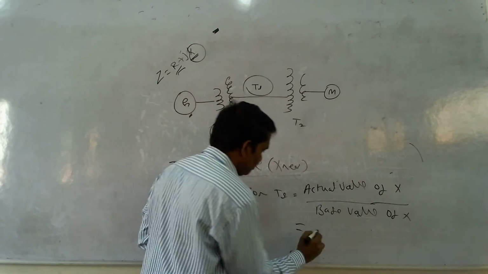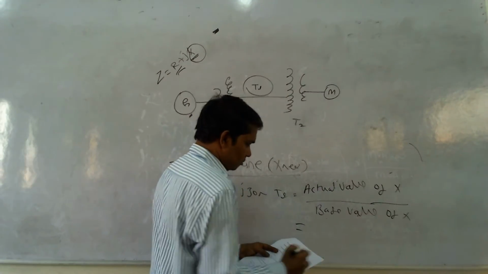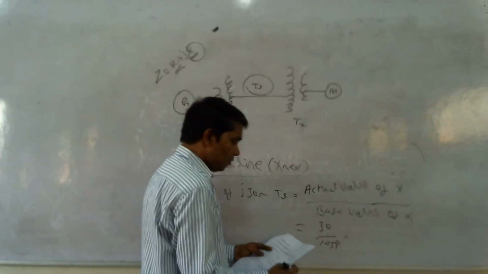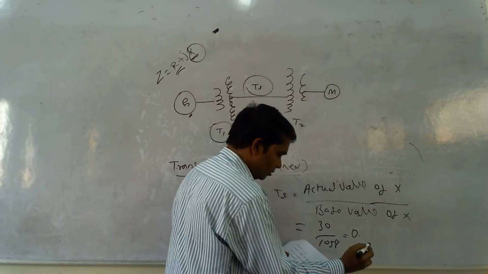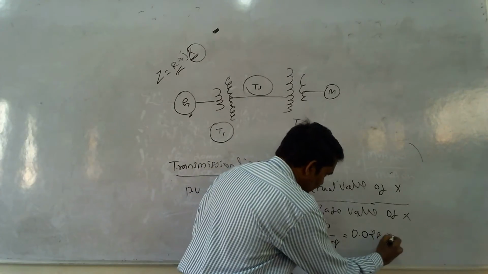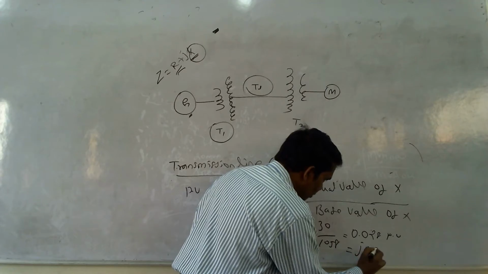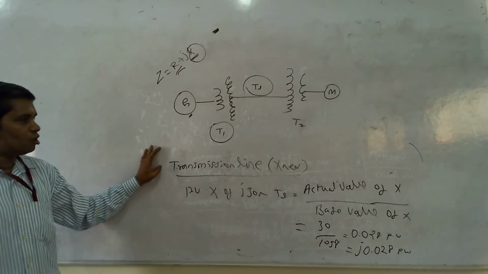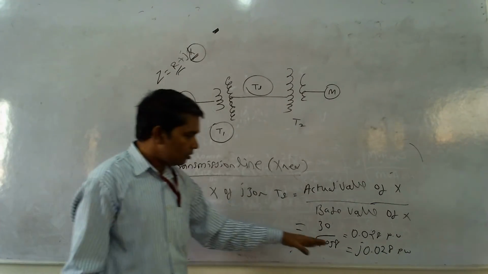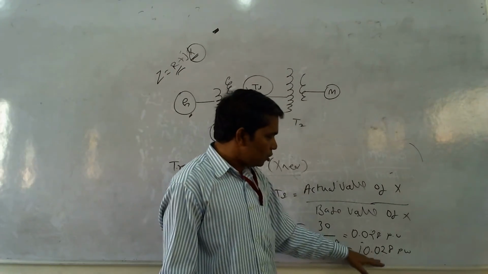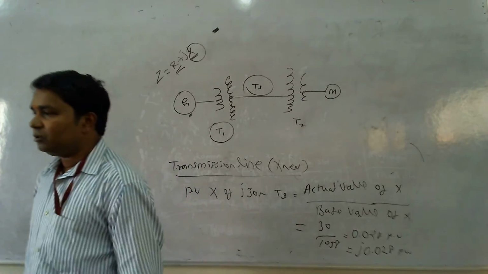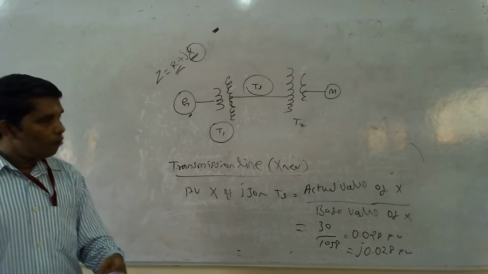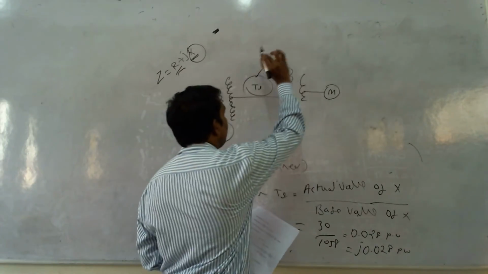So 1058. Here it is 1058. So you will have the value of 0.028 per unit, with which we have to add the j for the reactance. So this is a new value for the transmission line. The new value is j0.028 per unit. Right? So now we have calculated for the transmission line also.